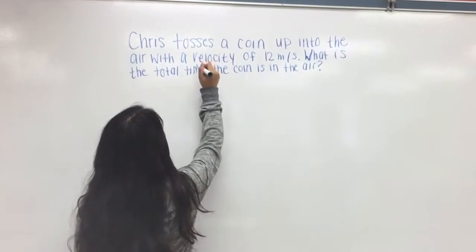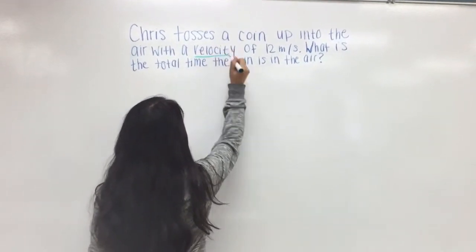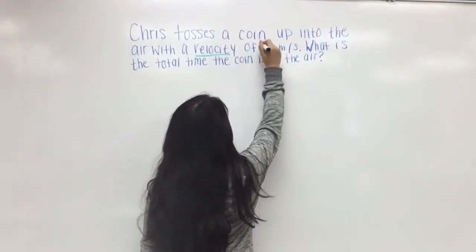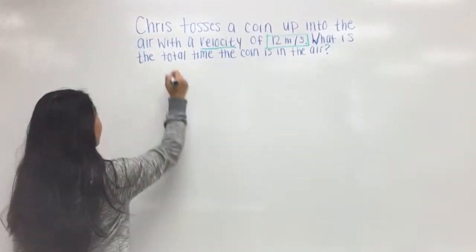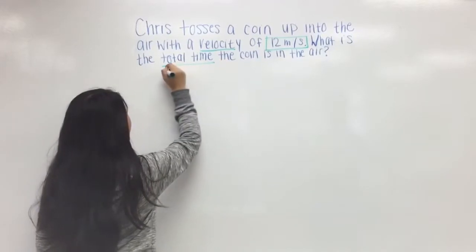When given any problem, make sure you underline the key terms. So in this problem, you're given that the coin has a velocity of 12 meters per second. You're also given that you want to solve for the total time.